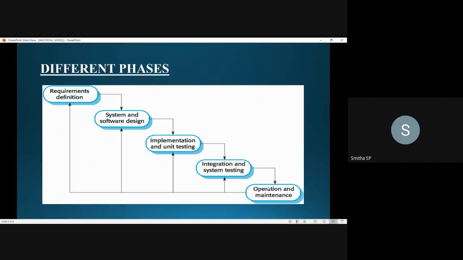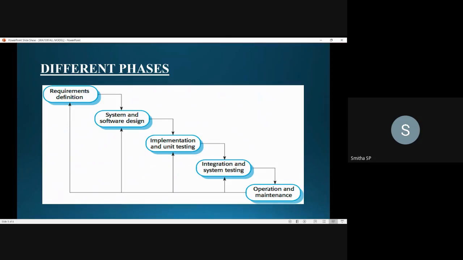Normally, this is the longest life cycle phase, where the system is installed and put into practical use. Maintenance involves correcting the errors which were not discovered in the earlier stages of the life cycle.